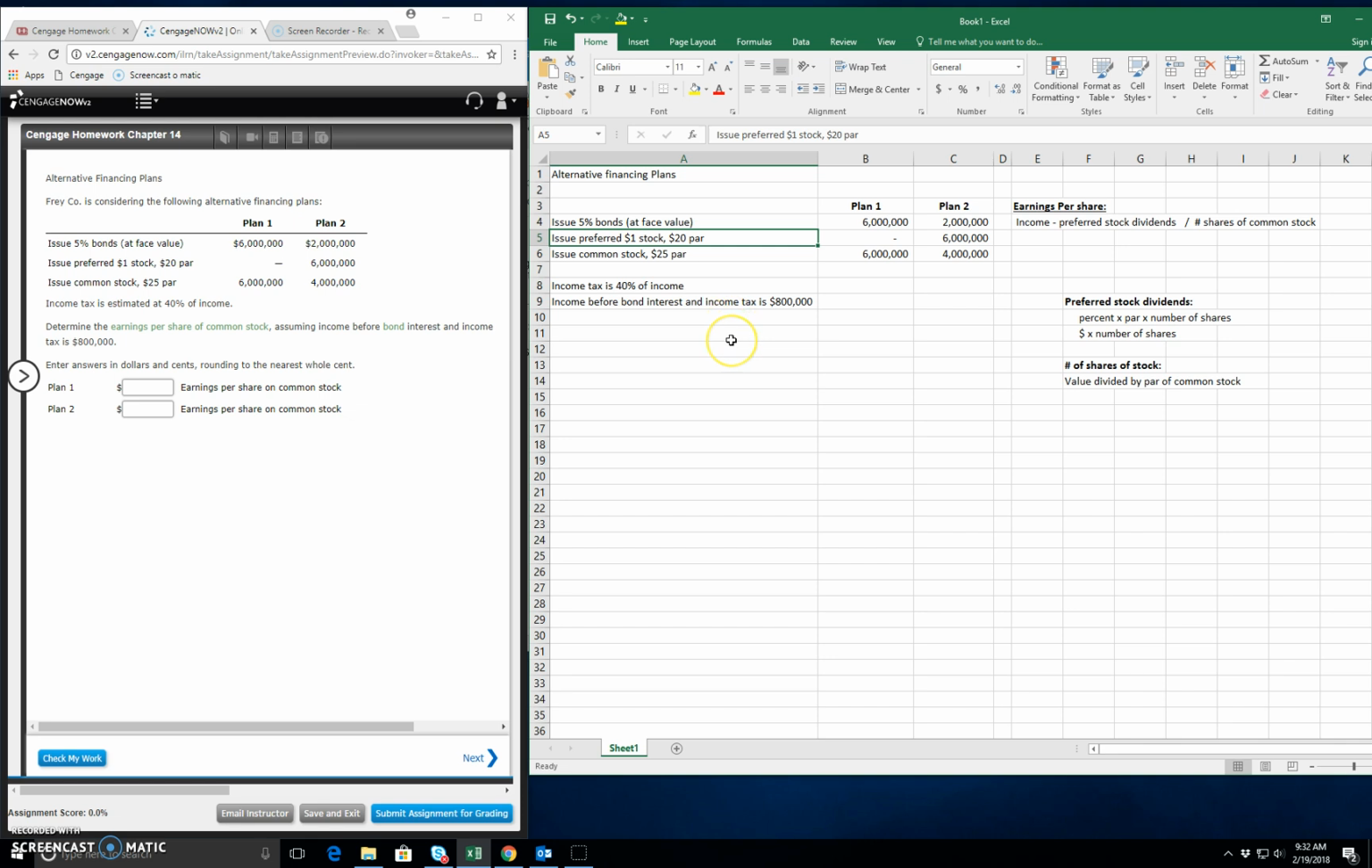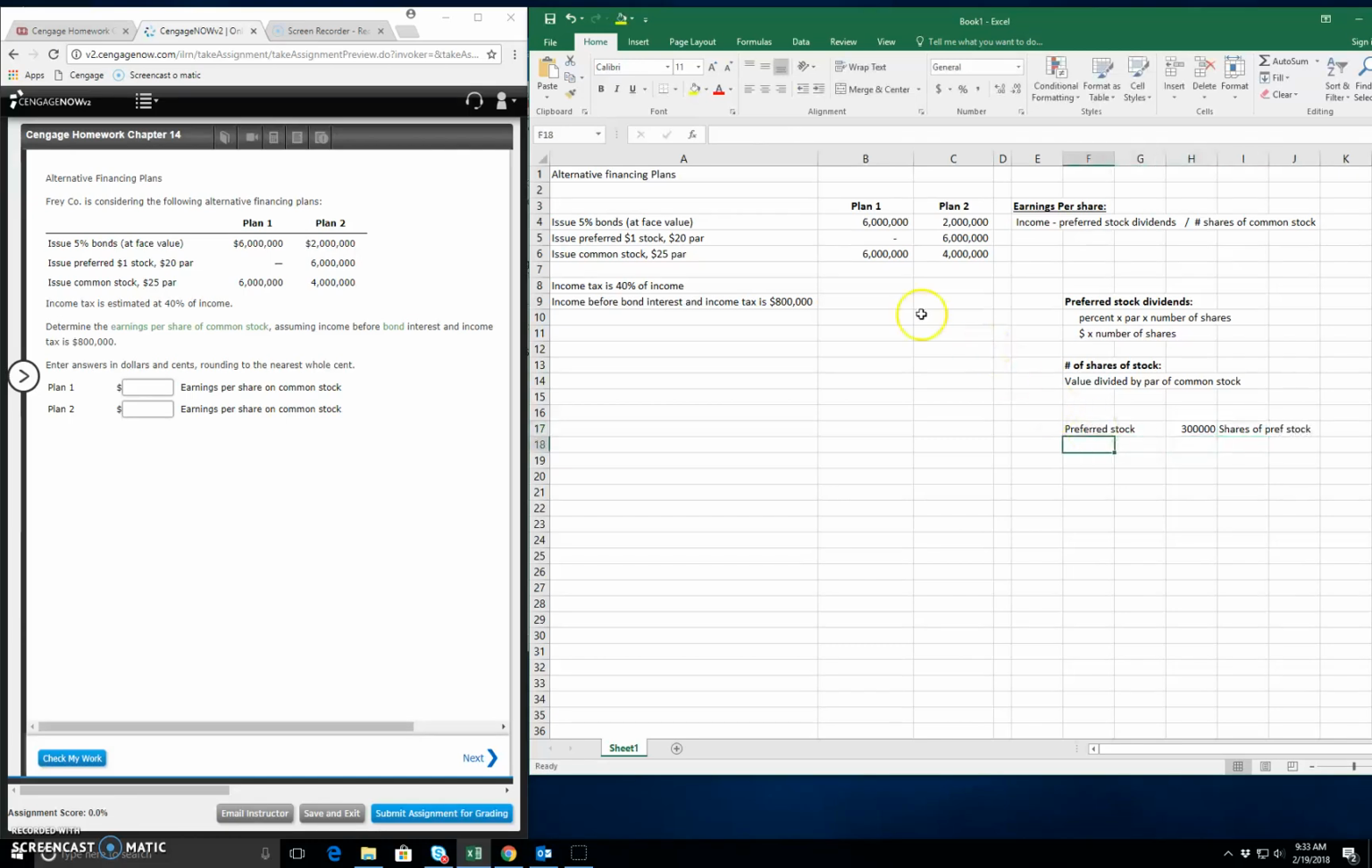Now we got to talk about how we know how many shares there are. Well, we know that number of shares times par always equals this value because we always list it at par value. So working backwards, if we take our value, 6 million, divided by par, 20, we can find out how many shares of preferred stock we have. So let's make ourselves a note: preferred stock, we can take our value divided by par, and that is how many shares of preferred stock we have.